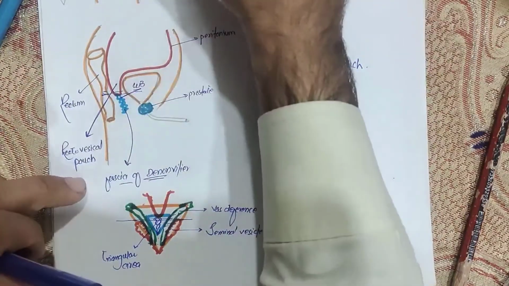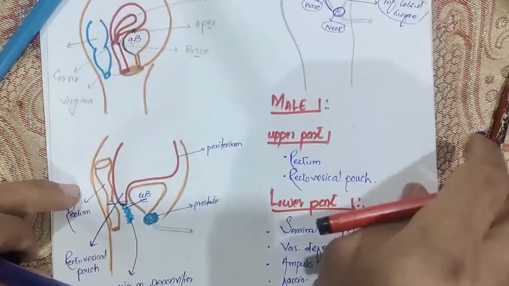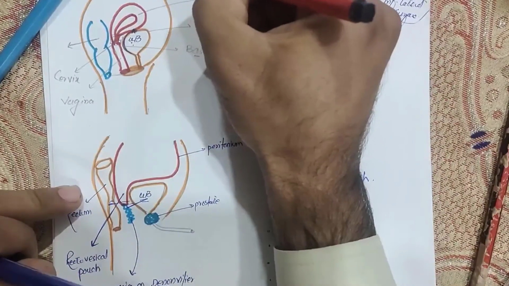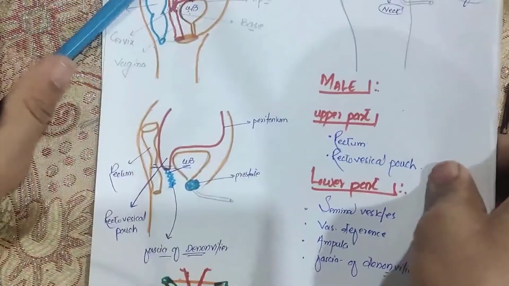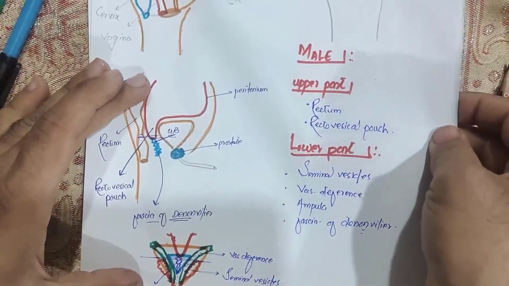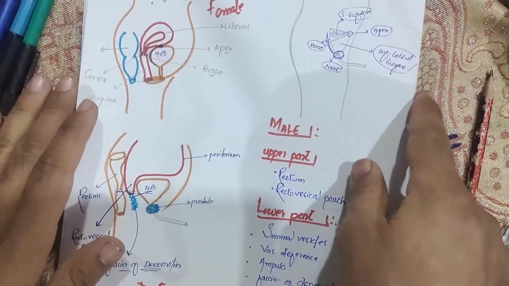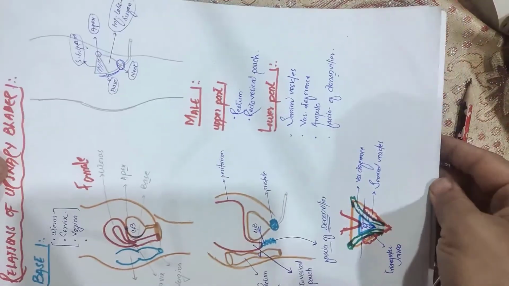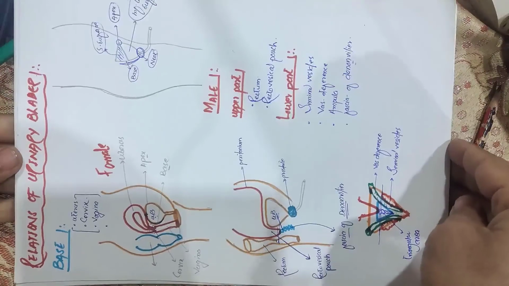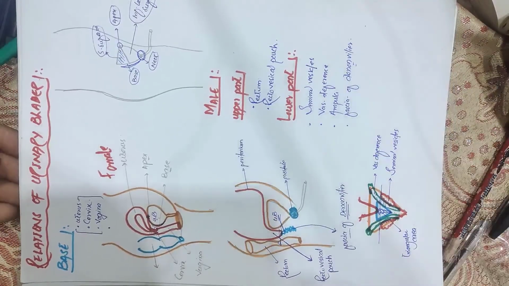So this was in case of female, right? In case of female, and this is the relations of the base of the urinary bladder of the male. So in this lecture we discussed about the relations of the base of the urinary bladder in case of male and in case of female. You can take picture of it for your notes.